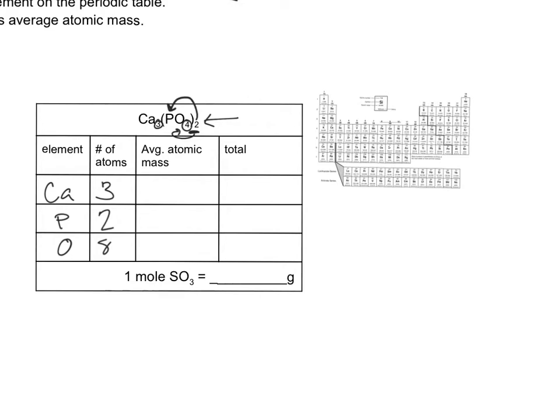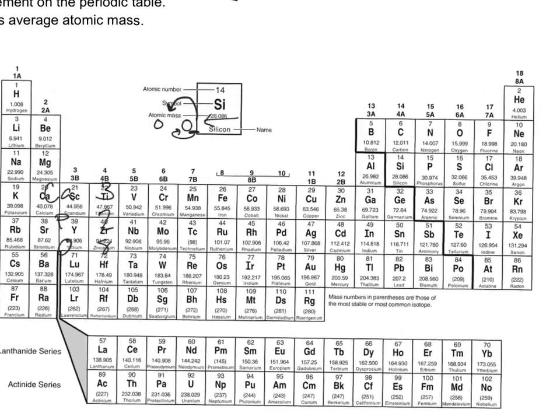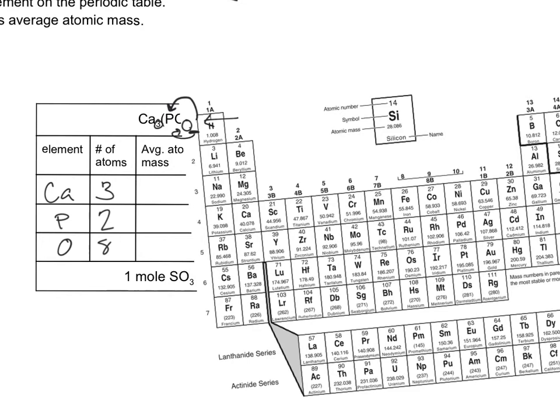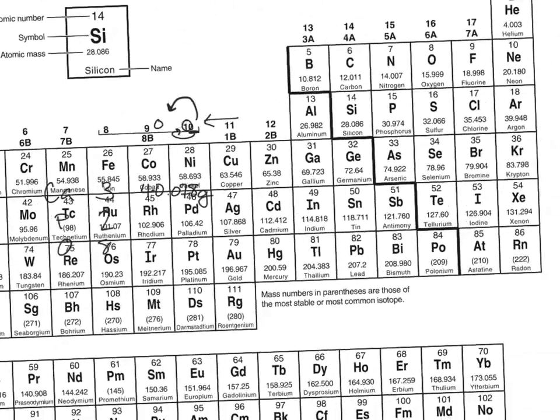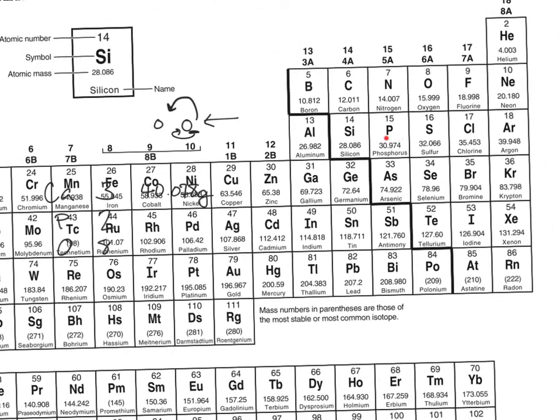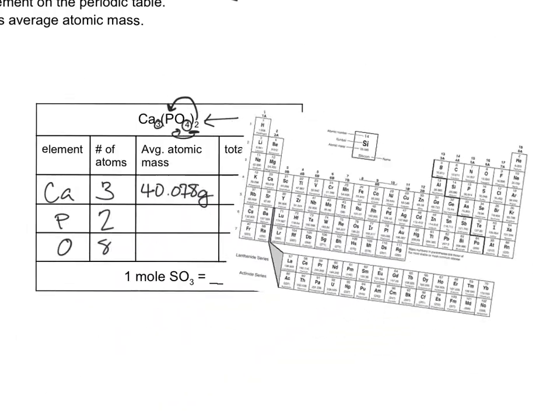And then after you've written down each number of atoms, you go look at the average atomic masses on the periodic table. Let's see what calcium is. Calcium over here is 40.078. We'll write that down, after I make the periodic table small again. 40.078, and that's measured in grams. Then we go look at phosphorus. Phosphorus is 30.974. Write that one down.